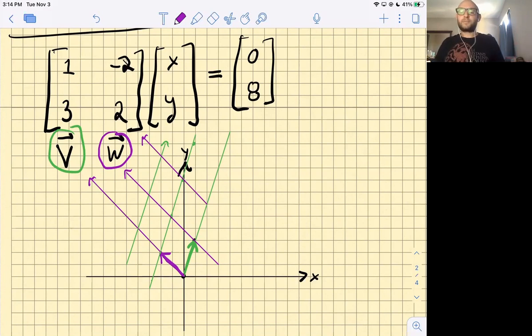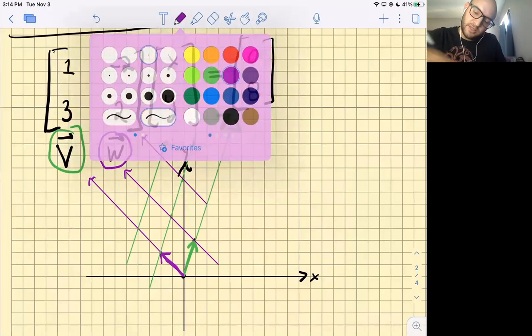Excellent. So do you agree that the only information I needed for the new grid to understand what it looks like is the 2x2 matrix? That's what tells me what the new grid looks like. This is kind of like, instead of my x-axis, this is my v-axis. You have to tilt your head a little bit to see it. And this is my w-axis.